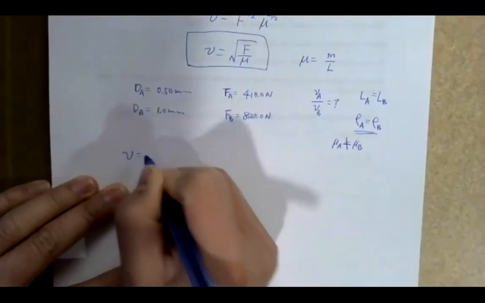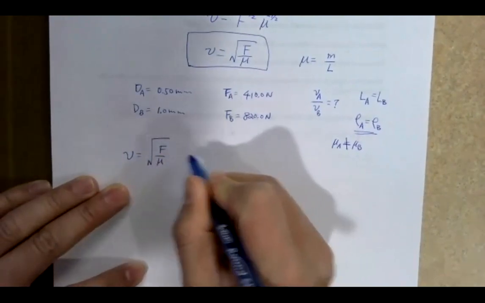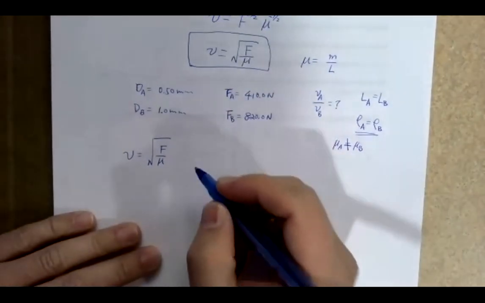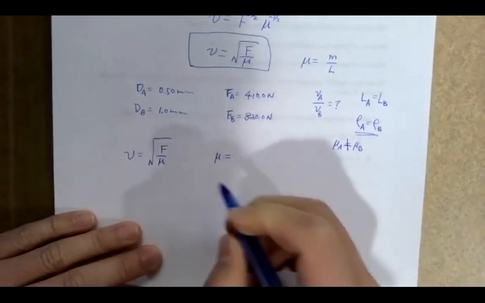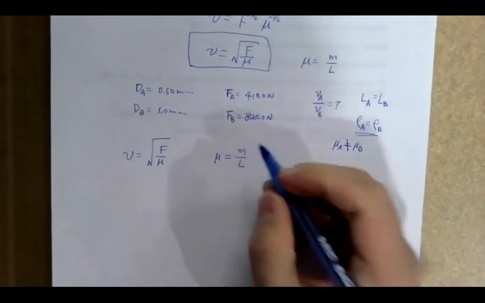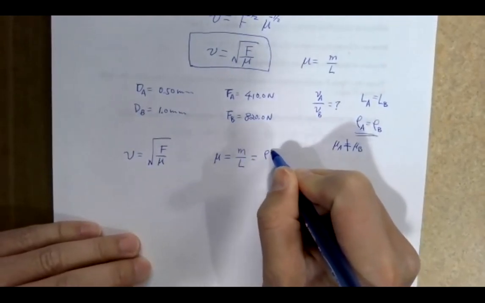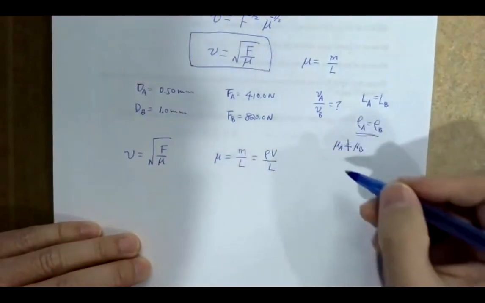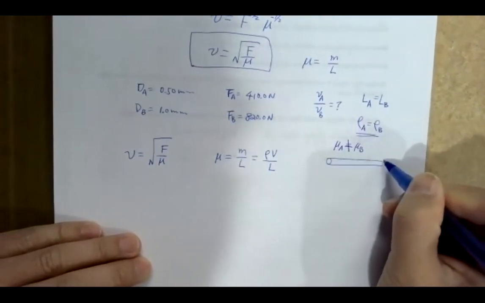So V is equal to the square root of tension force divided by mu, right? Now, tension for each case is given, so you can leave it as F, but mu is not. So mu should be equal to the mass divided by length, right? Length is not given, mass is not given. But the mass can be expressed as rho times the volume, divided by L. Now volume for the guitar strings, it should be like a cylinder, a very thin cylinder you can imagine.